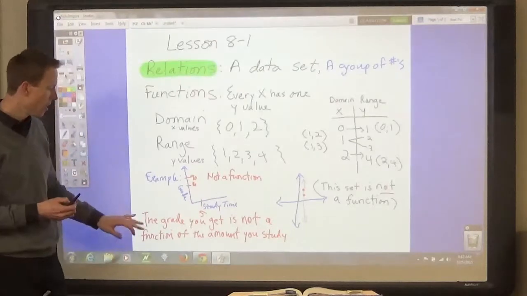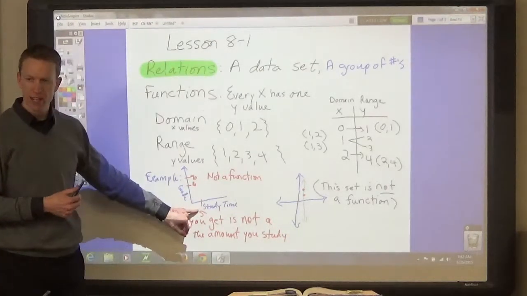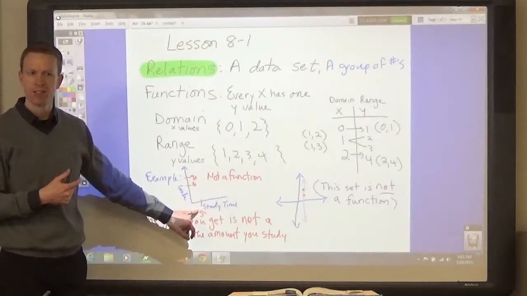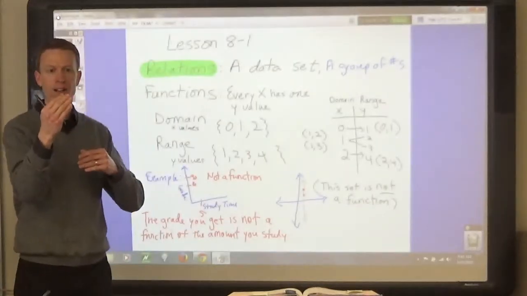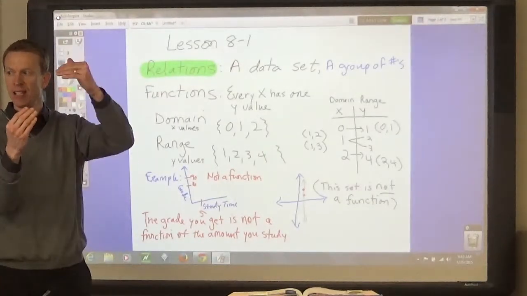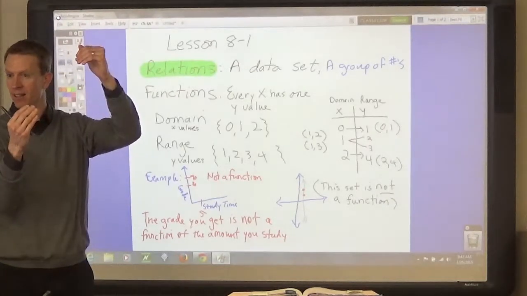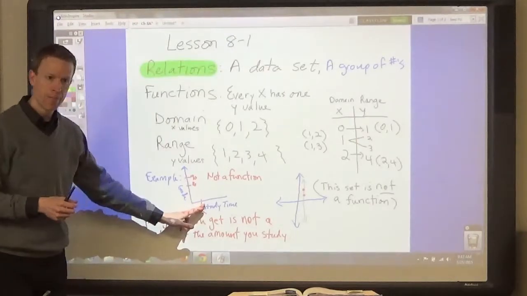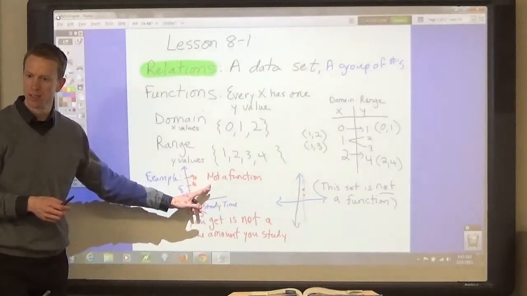For example, the grade that you get is not necessarily a function of the amount that you study. Somebody could study for 5 minutes and get a C, and somebody could study for 5 minutes and get an A. The 5 minutes doesn't necessarily change your grade. That's not a function.